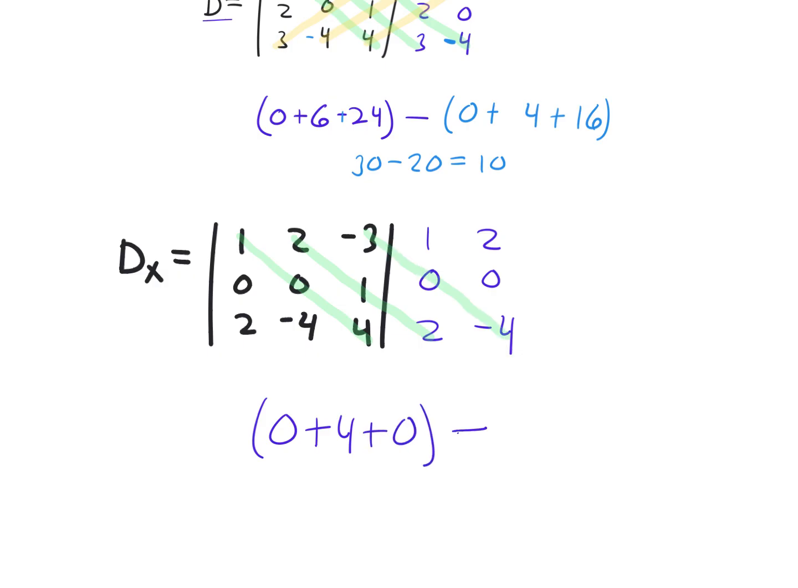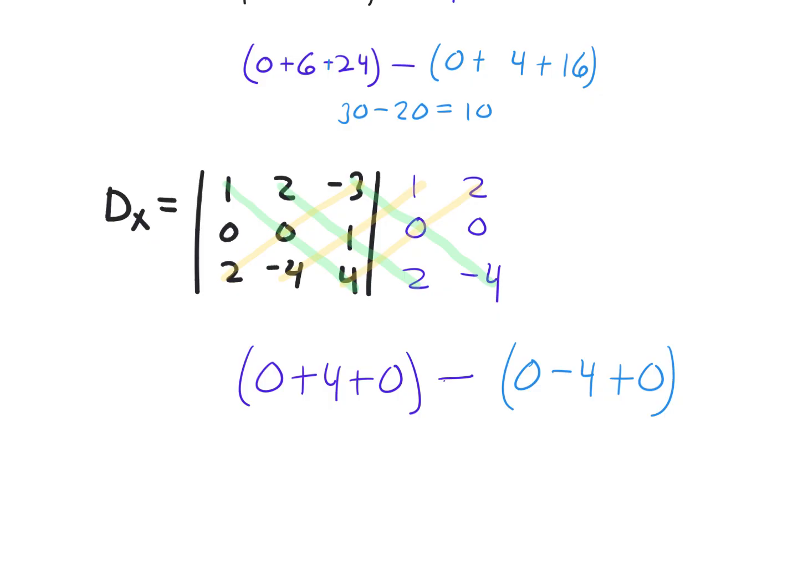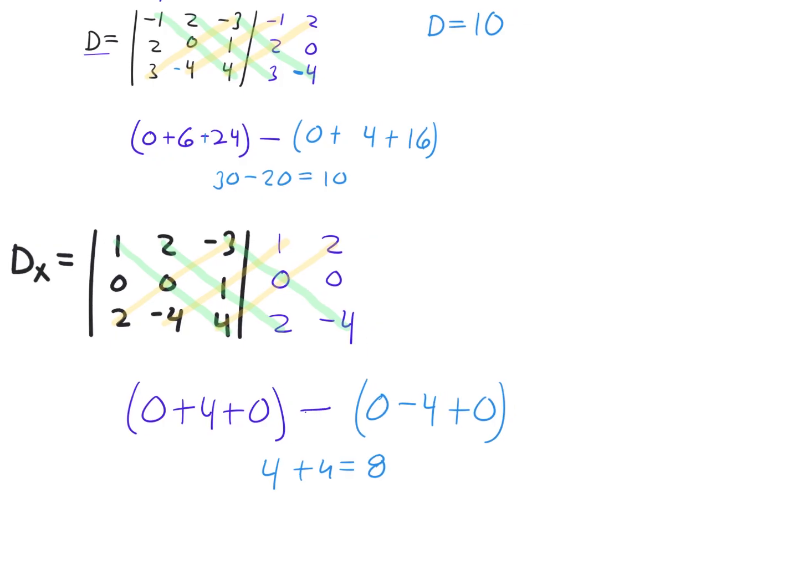And then minus the other diagonals, right? So we're going to do 2 times 0 times -3, which is 0. -4 times 1, which is going to get you -4. And then 4 times 0 times 2, so 0. And then you end up with 4 plus 4, which is 8. So that means dx, we get 8.